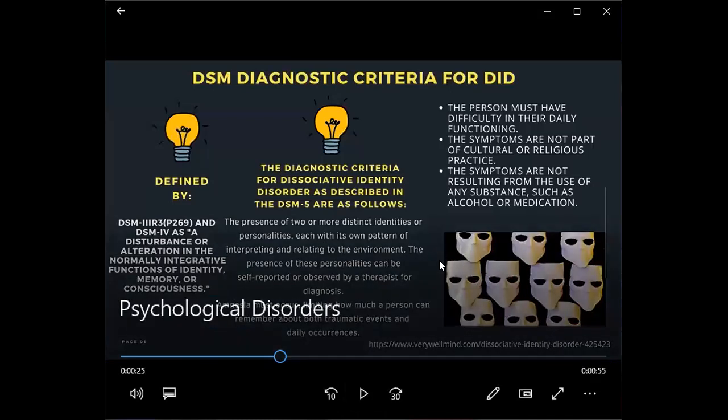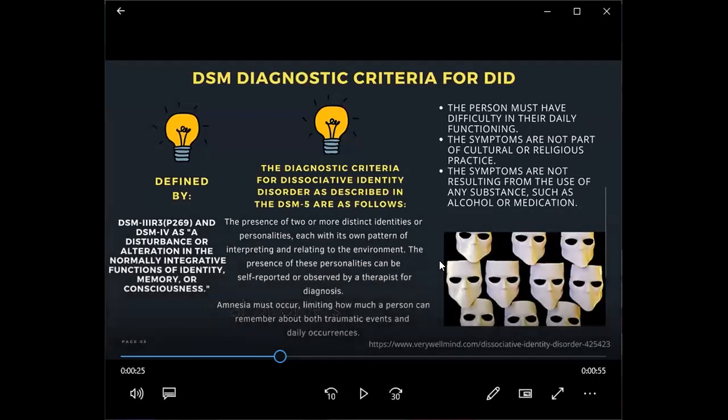All right, so obviously you can't just diagnose yourself with this. There obviously have to be guidelines to get diagnosed with DID. It's defined as a disturbance or alteration in the normally integrative functions of identity, memory, or consciousness. So for DID, which is also multiple personality disorder, there must be a presence of two or more identities, which each have their own different patterns of existing. They can either be self-reported, or a therapist could see them to diagnose.